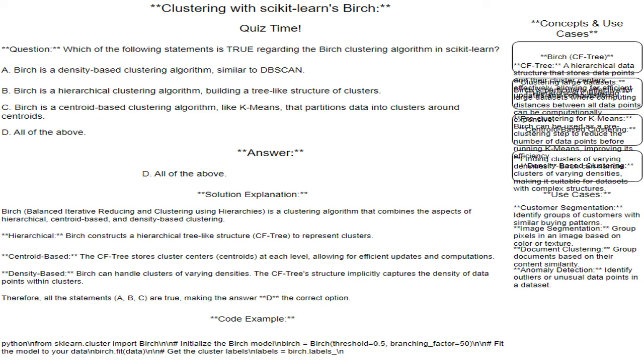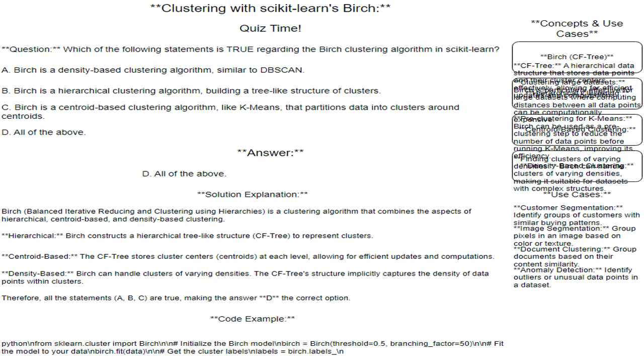BIRCH CF tree: a hierarchical data structure that stores data points and their cluster centers effectively, allowing for efficient updates and computations. Clustering large datasets: BIRCH is particularly effective for large datasets where computing distances between all data points can be computationally expensive. Pre-clustering for k-means: BIRCH can be used as a pre-clustering step to reduce the number of data points before running k-means, improving its efficiency.